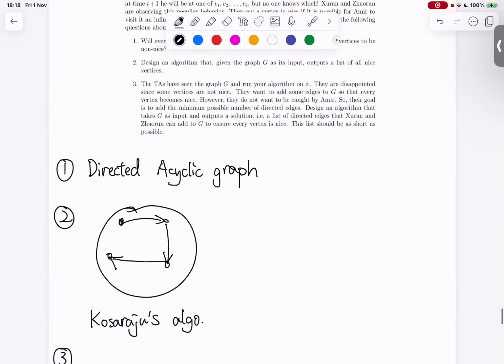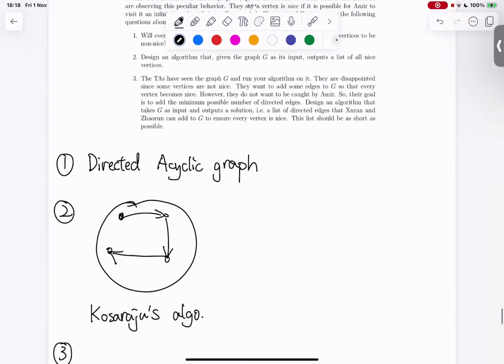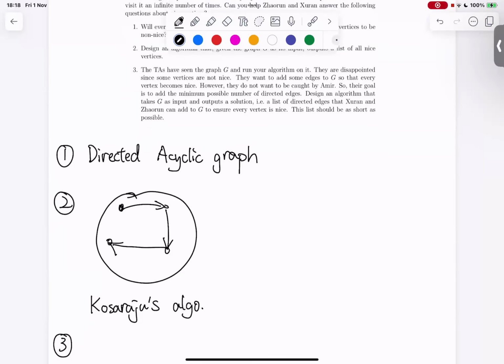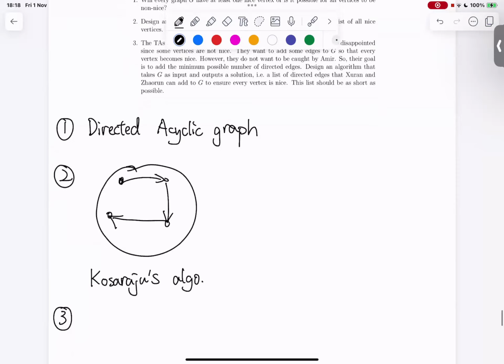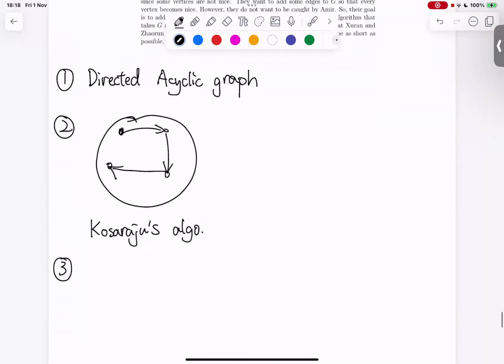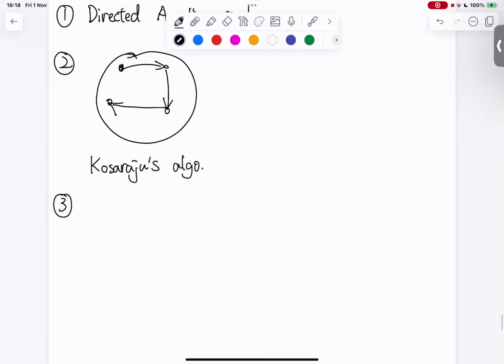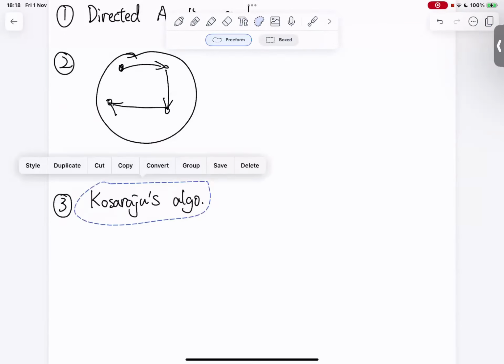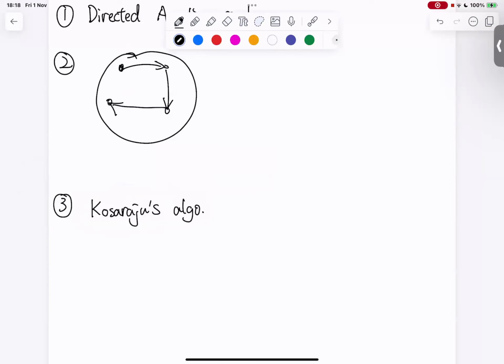And for part 3, for a graph, there are some vertices that are not nice, and the TAs want to add the minimum number of edges to those vertices that are not nice, so that the whole graph is nice, that is, every vertex in the whole graph is nice. To do this, we can also use Kosaraju's algorithm. Kosaraju's algorithm can identify all of the strongly connected components in a graph.